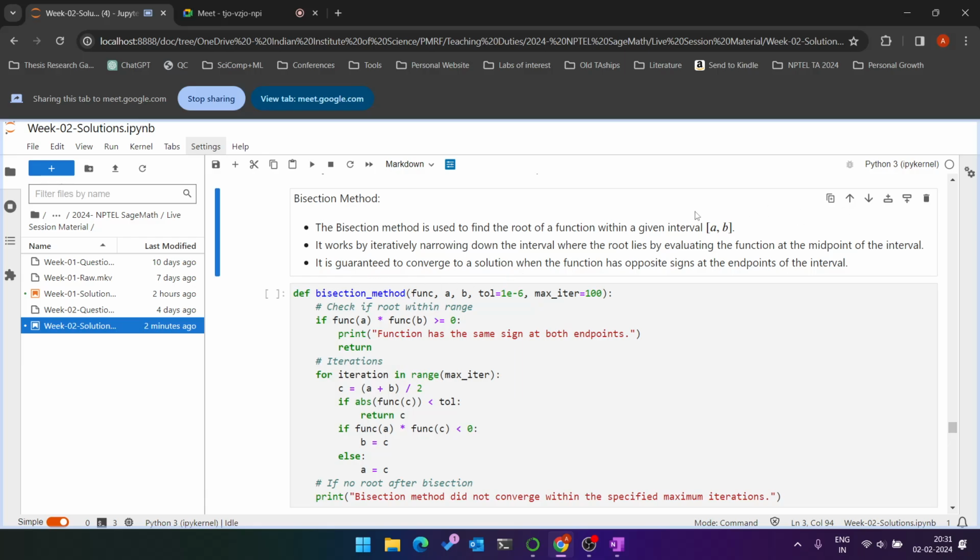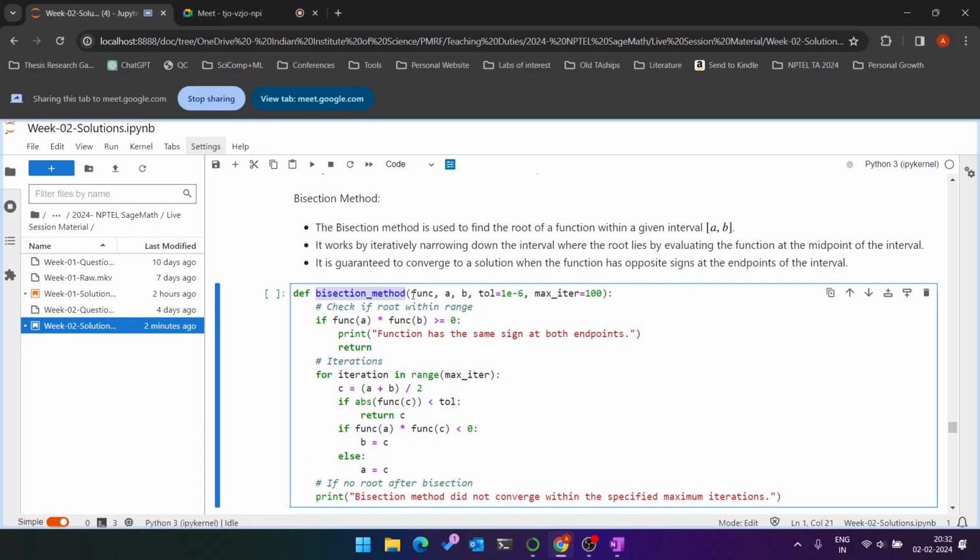So all the logic that we just discussed is written in this function called bisection method. It takes a function, it takes values a and b, which are the left and right ends of your interval. It has a tolerance set to 1e minus 6 and maximum iterations set to 100.